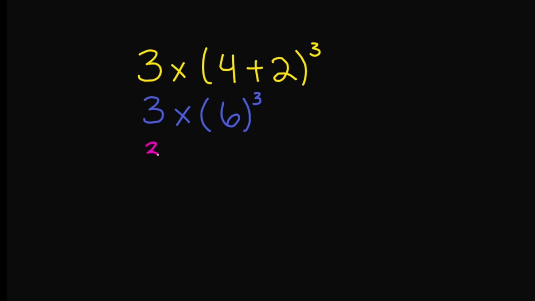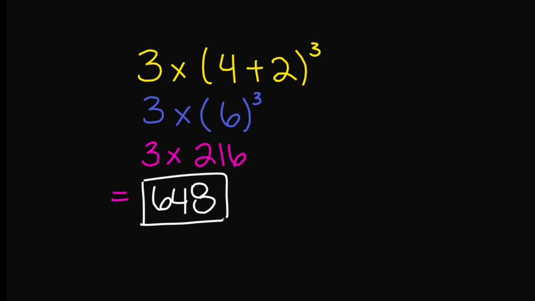So then we have 3 times 6 cubed. This is going to be 216. And then you have 216 times 3, and this is going to equal 648. So your final answer here is 648.